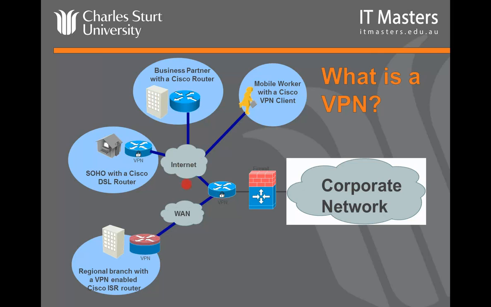Now, with this particular diagram, we've got the VPN terminated on the router here, so that's where the encryption stops, and then it's passed through the firewall in clear text to enable your firewall to be able to see the traffic. However, that could also be terminated directly on the firewall. That would be equally valid.